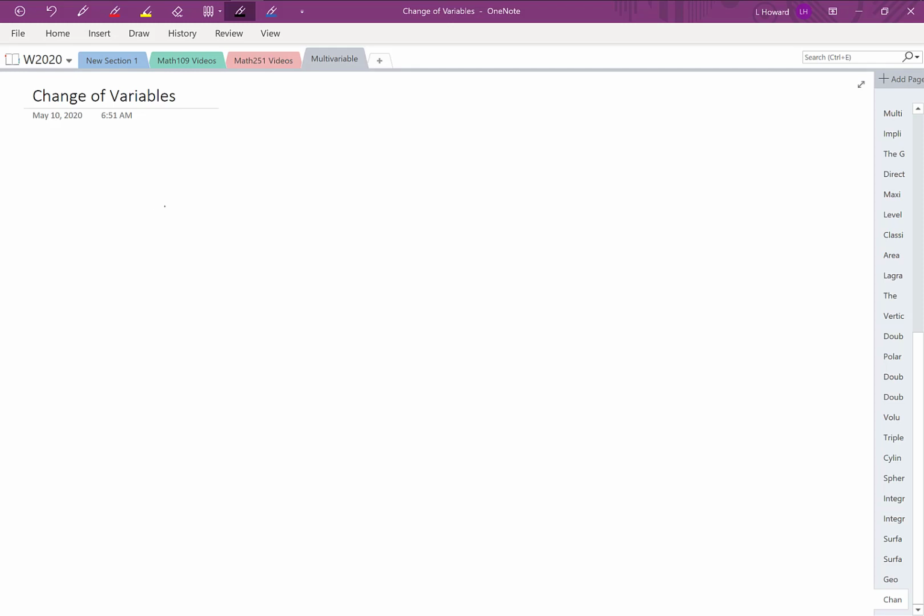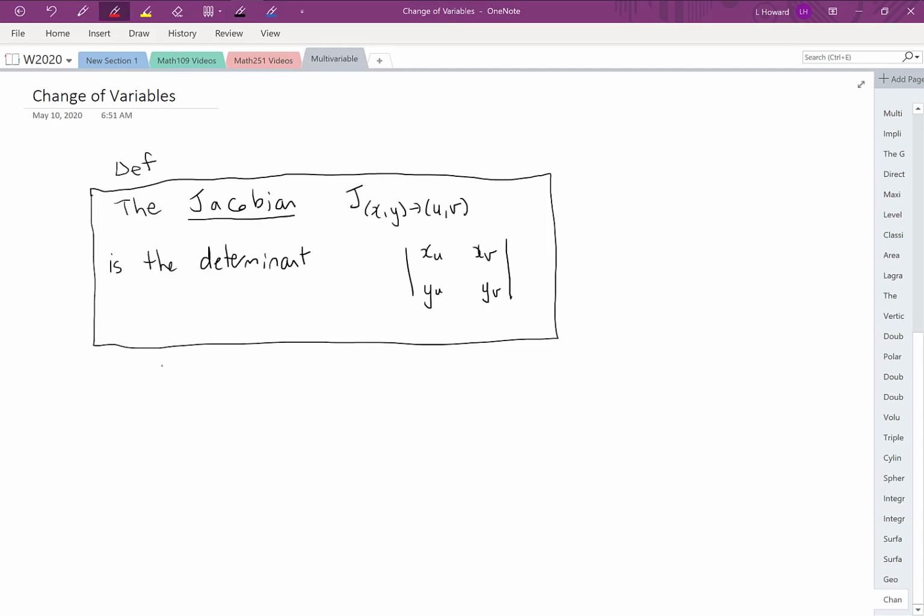In this video, we're going to talk about change of variables. Let's start with the definition. The Jacobian, which we're going to write capital J, xy to uv, is a determinant. Specifically, it's the 2 by 2 determinant. In the top row, it looks like x sub u, x sub v, and in the bottom row, y sub u, y sub v. So these are all partial derivatives inside this determinant.